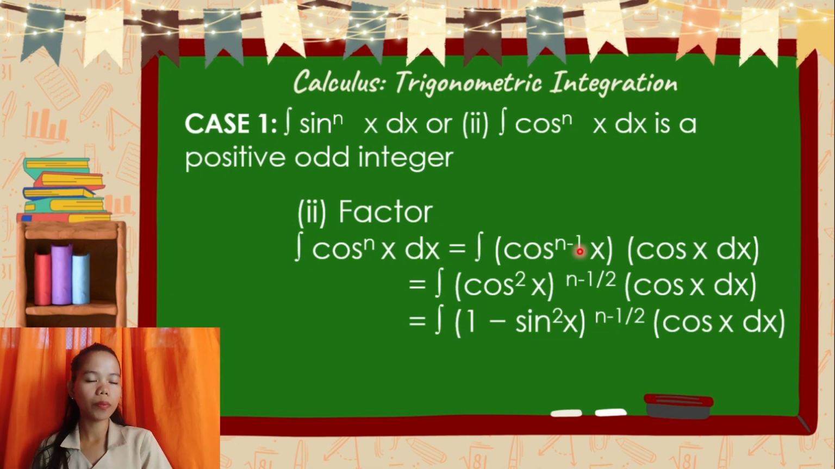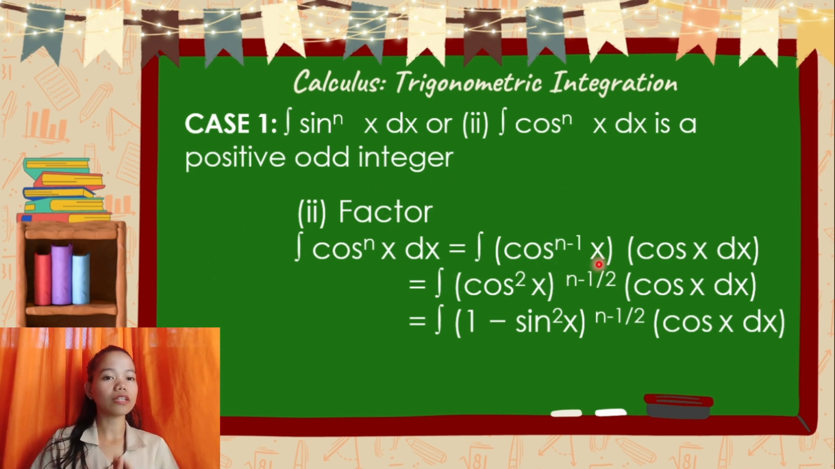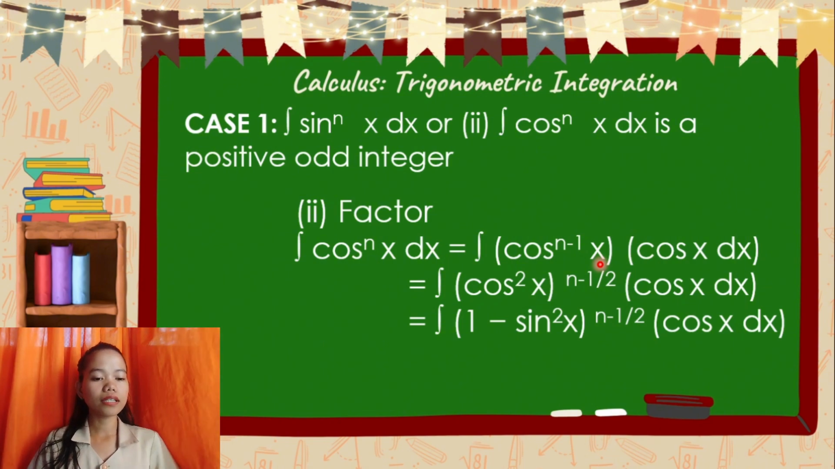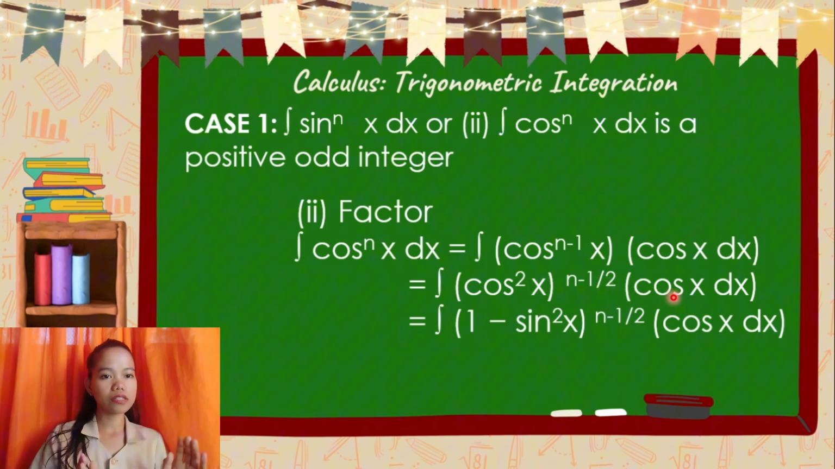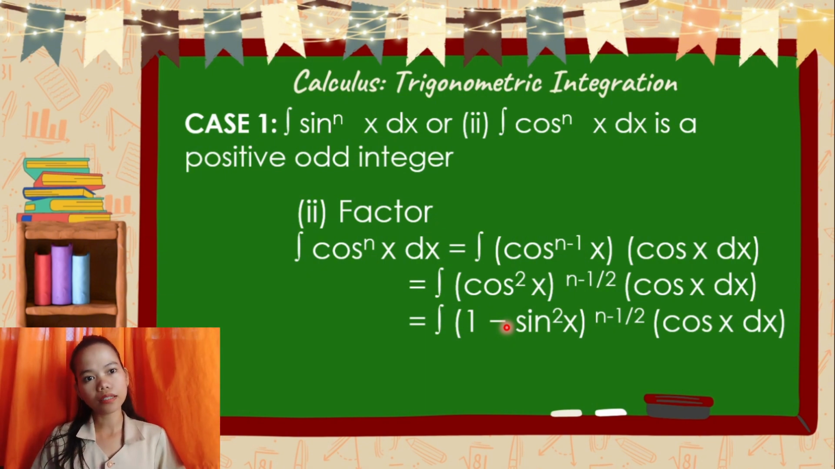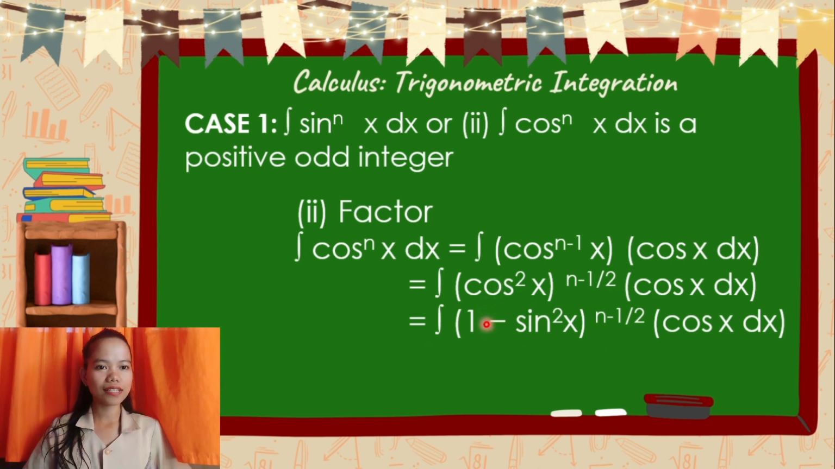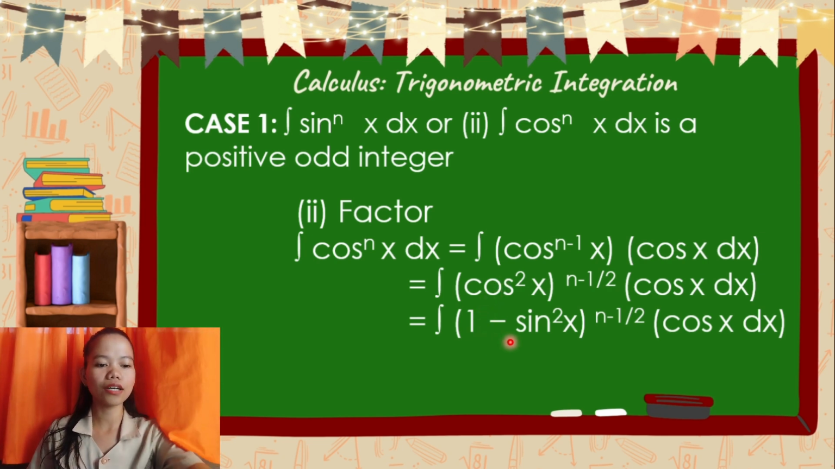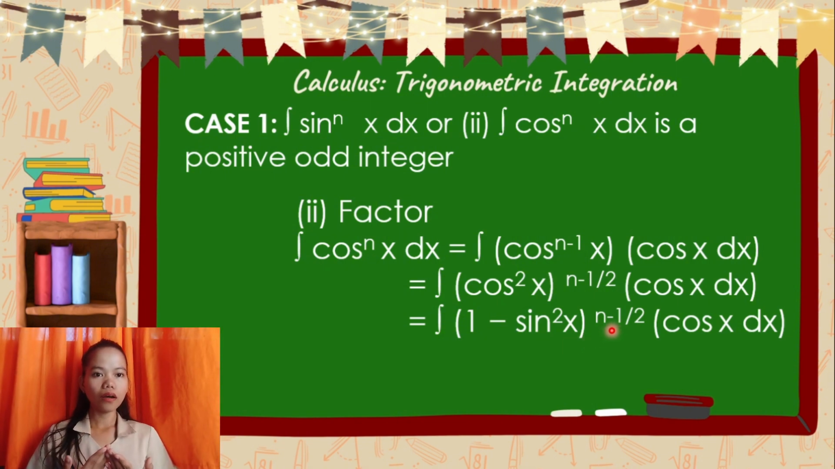The same way as we applied it to sine of x, you just have to factor out a single cos of x, and integrate the cos squared of x, the quantity raised to the power of n minus 1 over 2, multiplied by cos of x. Cos squared of x also has the Pythagorean identity, in which cosine squared of x is 1 minus sine squared of x. The quantity of it, raised to n minus 1 over 2, is multiplied by cos x dx.